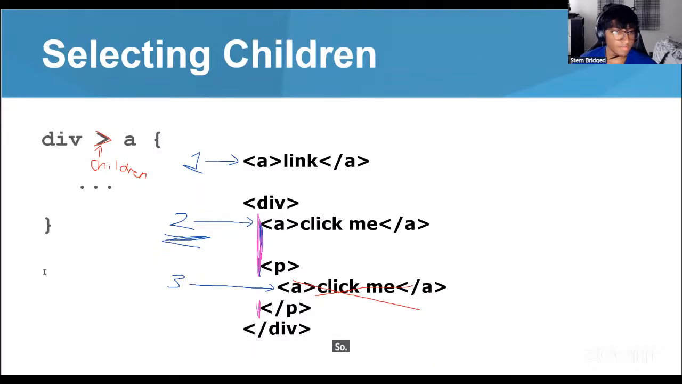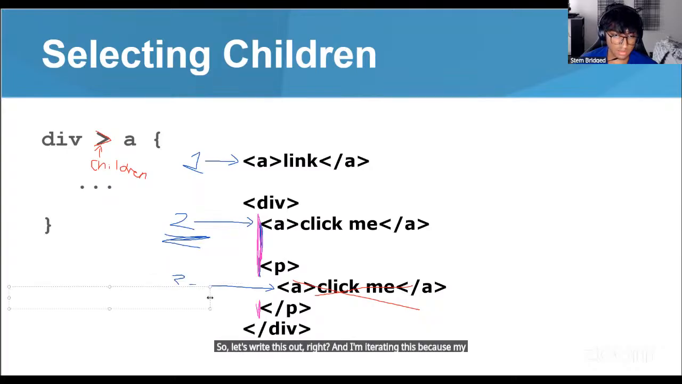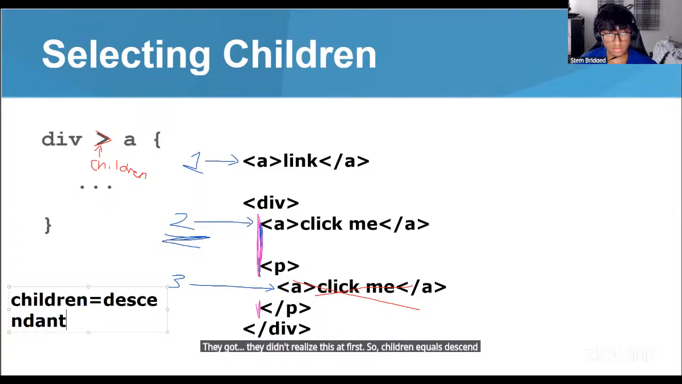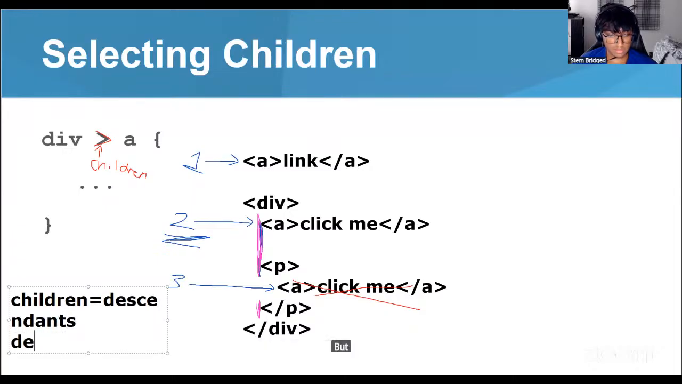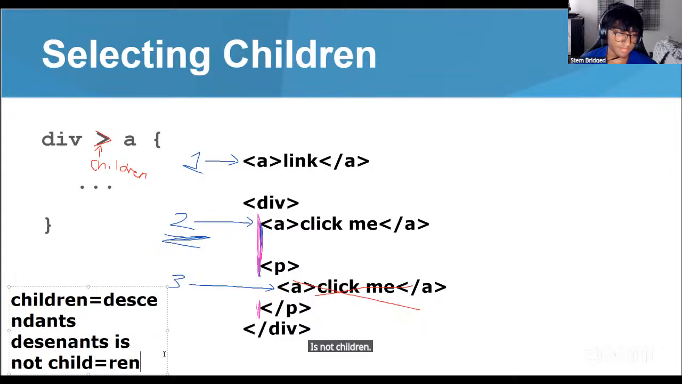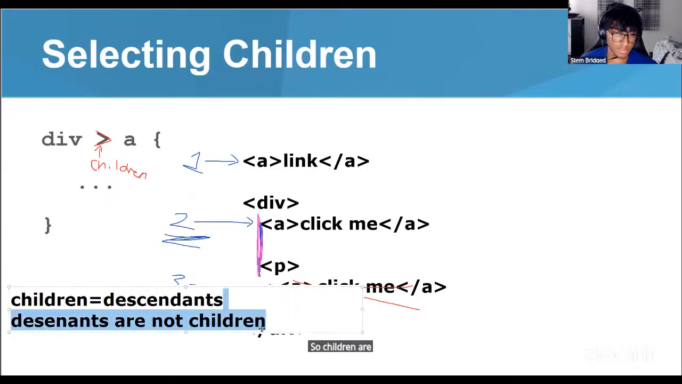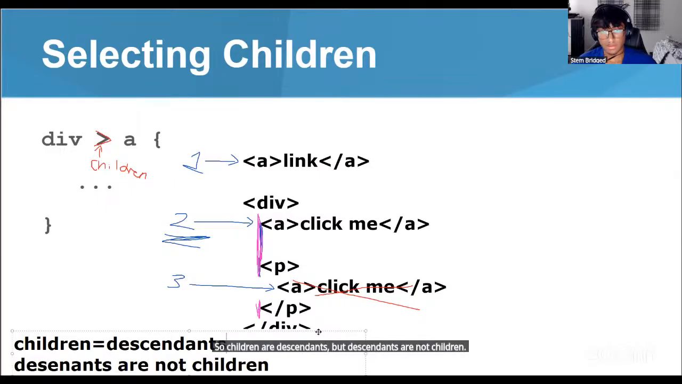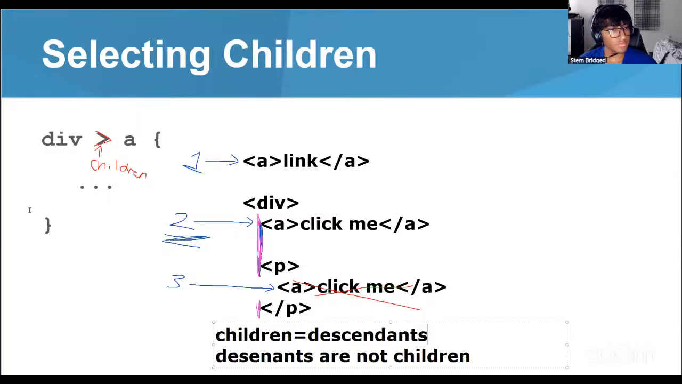So let's write this out, right? And I'm reiterating this because my first class didn't realize this at first. So children equals descendants, but descendants, I don't know how to spell it, whatever, is not children, right? So children are descendants, but descendants are not children. All right, let's move on to the next one.